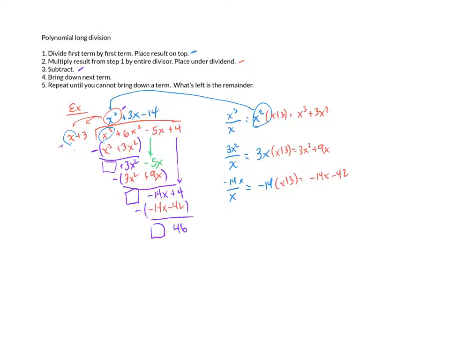Now when I go to bring down the next term, I don't have anything I can bring down. So that means I hit the end of my algorithm, and my answer is the quotient on top, x squared plus 3x minus 14. And this 46 is my remainder. So I'm going to add that as 46 over the divisor, x plus 3. That's like making this thing into a mixed number. Remember, when you have a mixed number, it's typically the whole number plus the fraction.